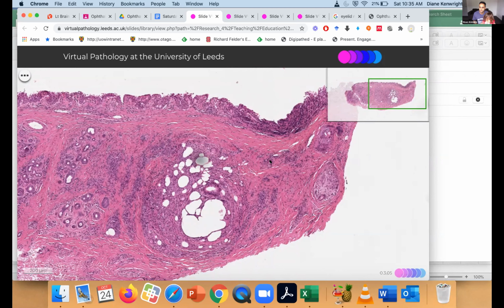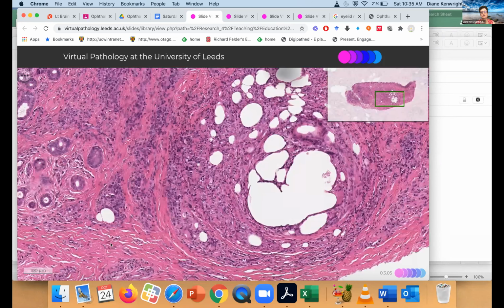Yeah. We found the acinar glands confusing. Yes, they are slightly confusing. That is true. But it tells us it's eyelid.